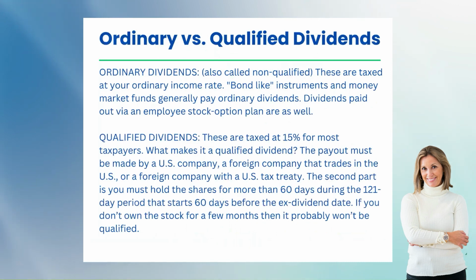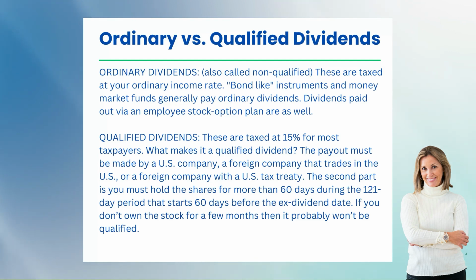So ordinary dividends are also called non-qualified. You may hear those two terms used interchangeably. These are taxed at your ordinary income tax rate. So whatever tax rate you pay for your W-2 income, or maybe you're a small business owner, that is the rate that ordinary dividends would be taxed at. Most dividends that fall into this category are going to be from bond-like instruments, money market funds, and dividends from employee stock option plans. Those are the most common for ordinary dividends.